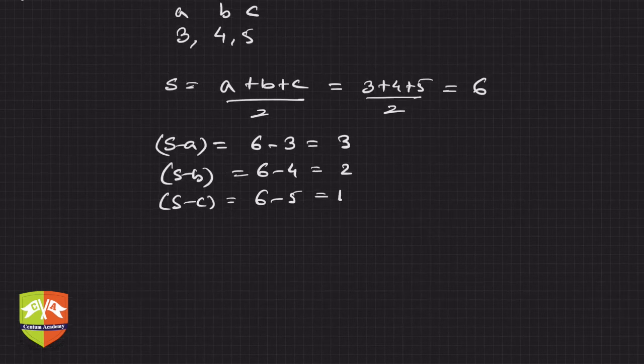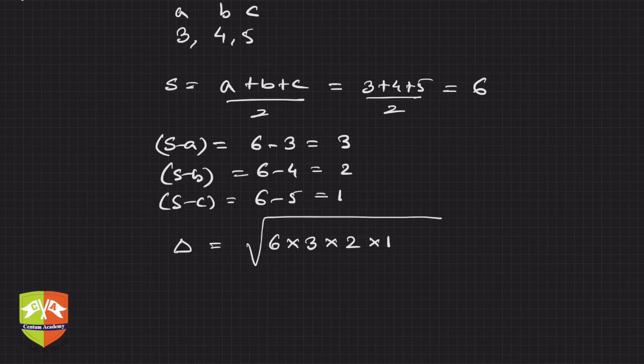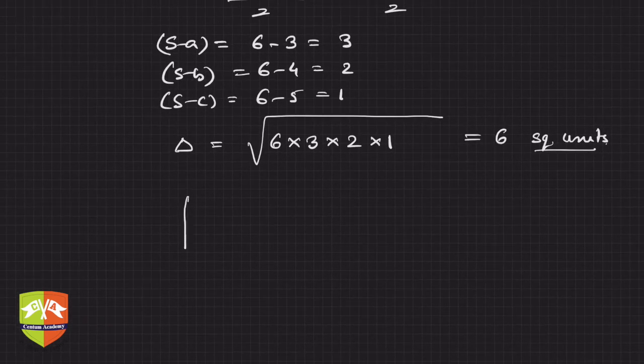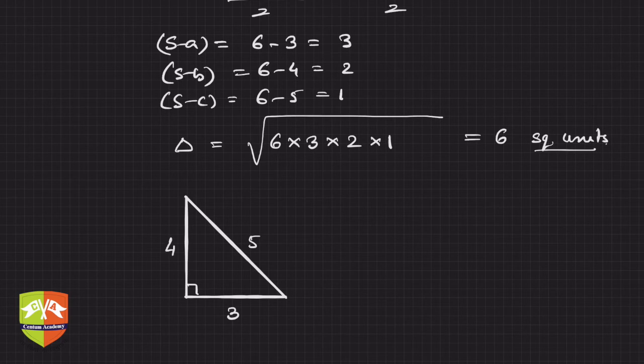So this area of the triangle, which I'm denoting by the symbol delta, is equal to under root s, which is 6, s minus a, which is 3, s minus b, which is 2, s minus c, which is 1, and hence the answer is 6 square units. Okay, let's check whether we have got it right. This was a right angle triangle, isn't it? 3, 4, 5 happens to be a Pythagorean triplet. So this angle is right. Let's say this is 3, this is 5, and this is 4. So clearly the area of this triangle was nothing but half into 4 into 3, base into height, which is equal to 6. And hence it matches with our formula here as well.